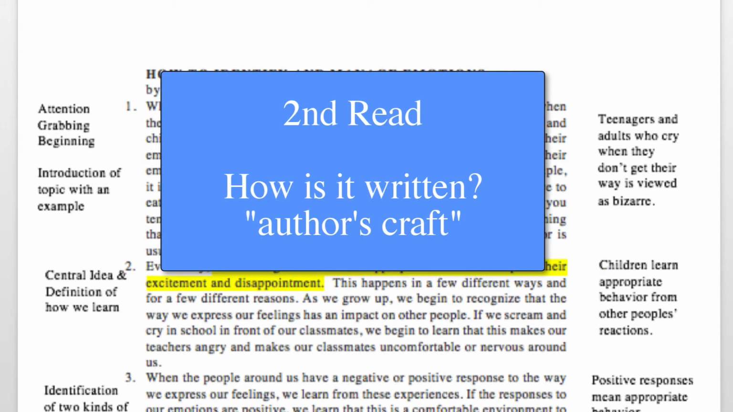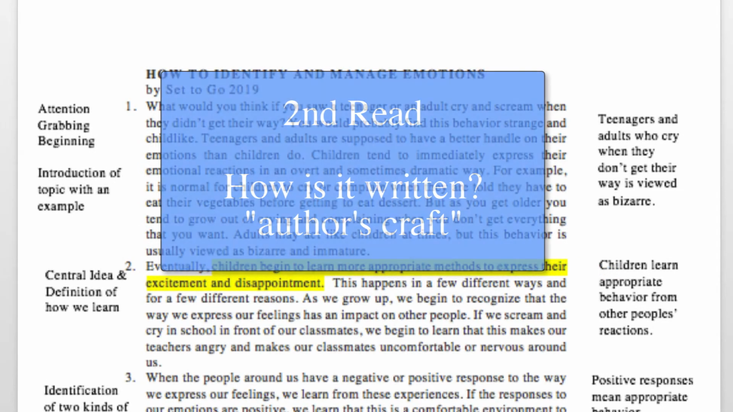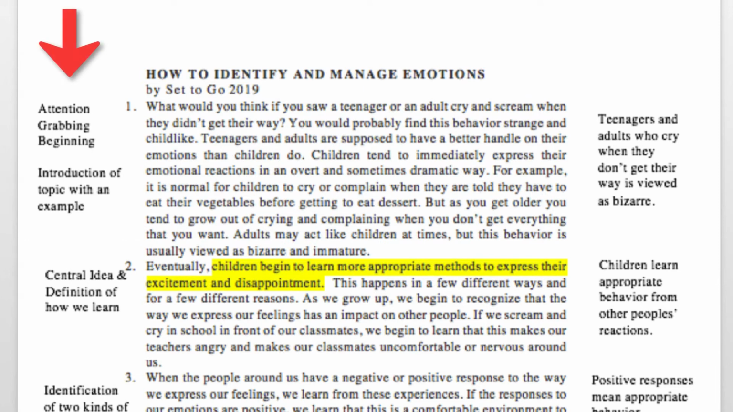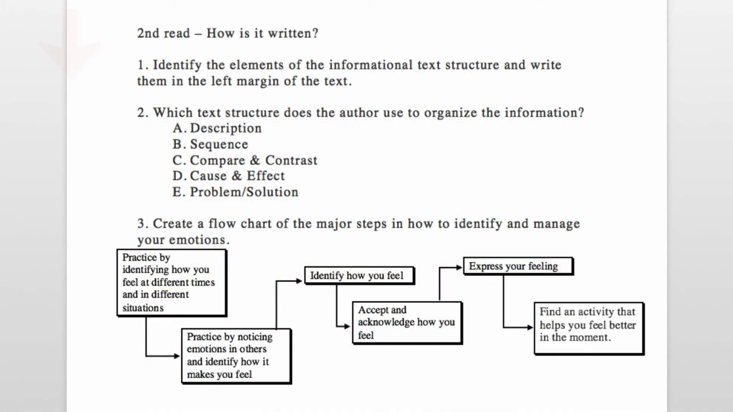The second read. How is it written? Students read the text for a second time. Identify the elements of the informational text structure and write them in the left margin of the text. Make any observations in your notebook about how the author used the writing craft. Create a flowchart of the major steps in how to identify and manage your emotions. It could look like this.